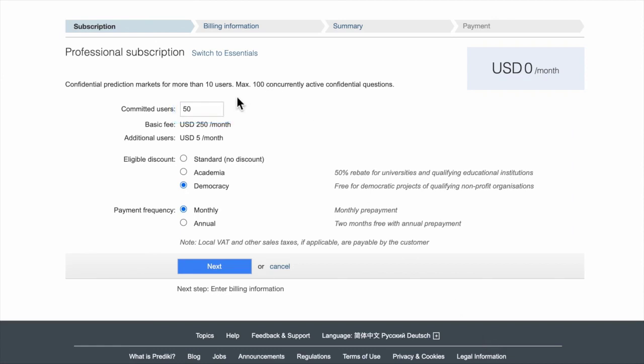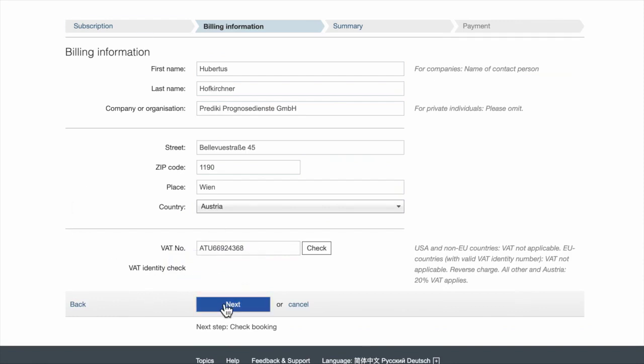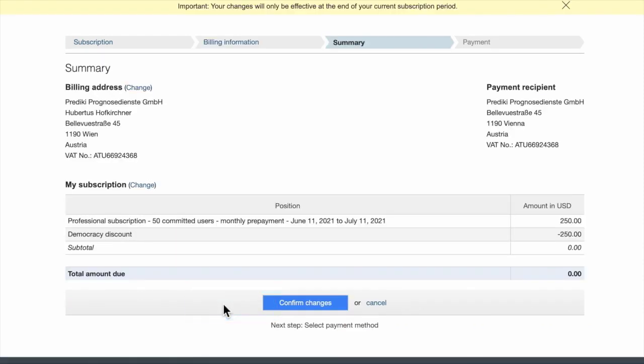The system asks me how many users I want. 50 is normally fine, so that would cost me $250 a month. I will pay just monthly because for a concept test a couple of days is usually enough. I say next. I enter my billing information and then already get my invoice, which I need to pay by either PayPal or credit card, but that's essentially it.